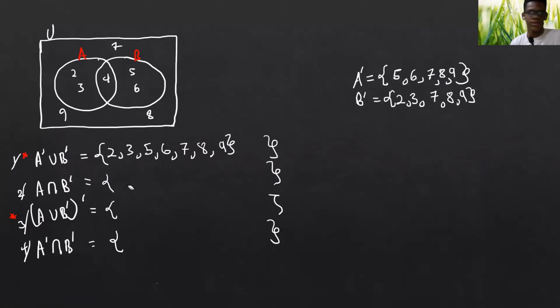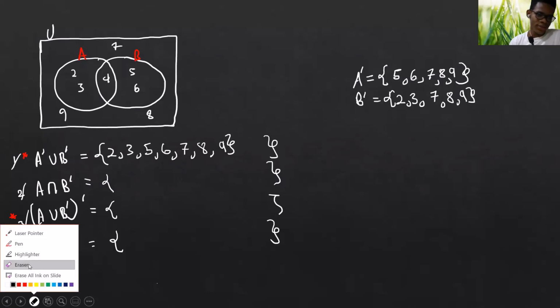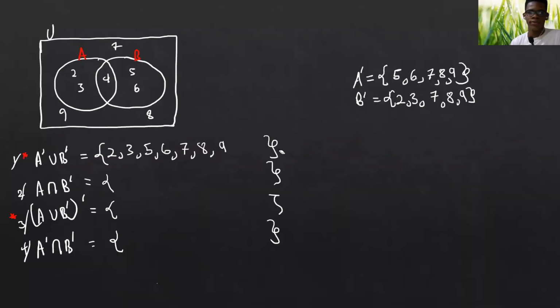Oh shoot, I can't erase that. So I will just have to leave it like that. But yeah, those are the elements of this set notation, A complement union B complement. These are the elements, right?